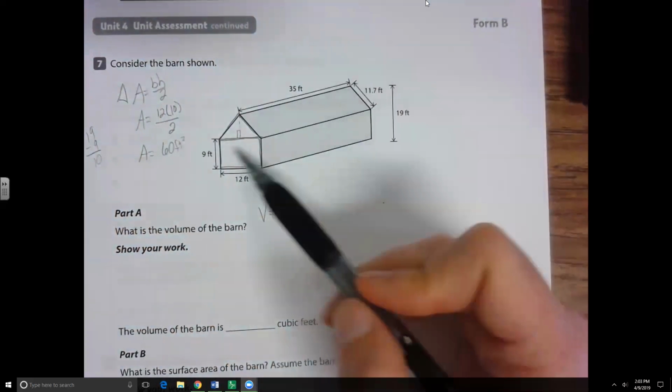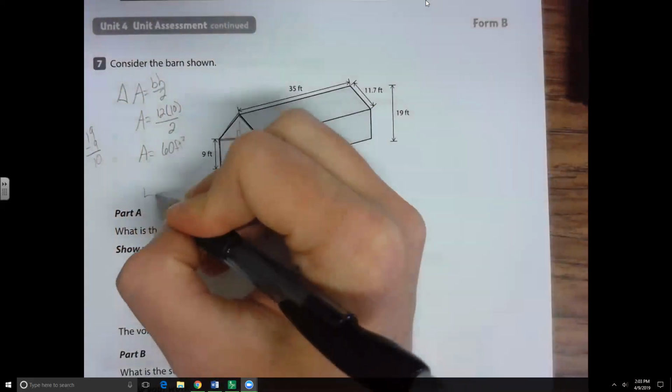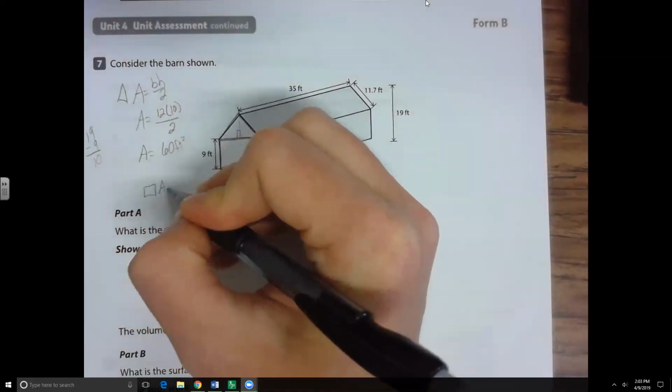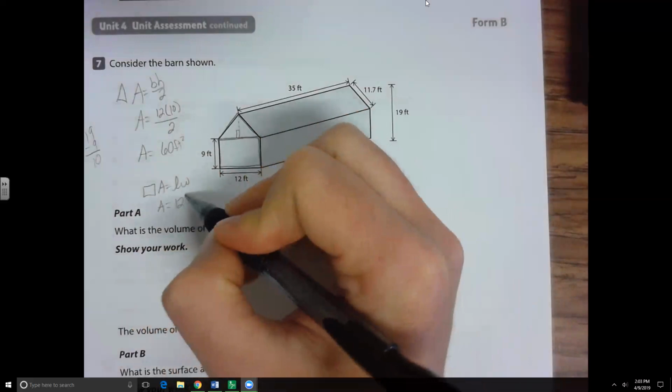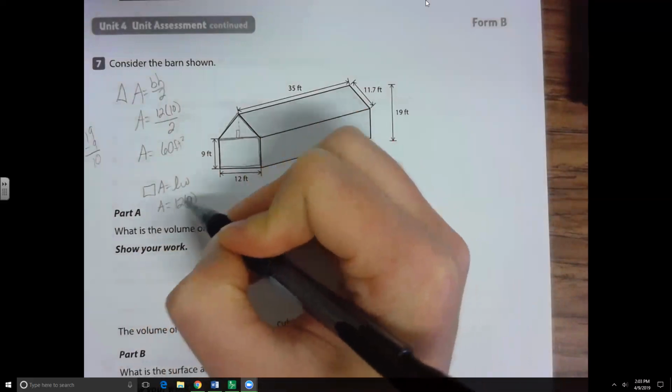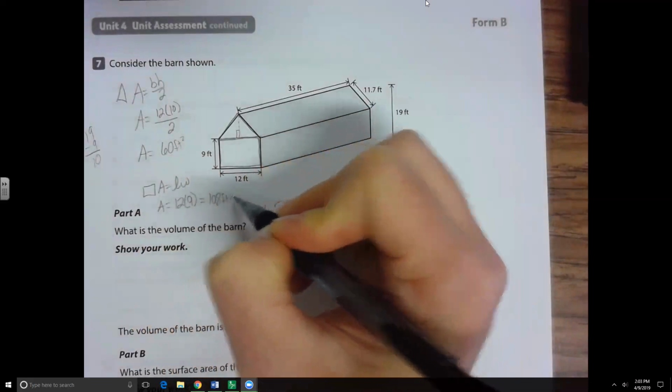Now my bottom shape is a rectangle. To find the area of a rectangle, I do length times width. The length of my rectangle is 12 and the width is 9. 12 times 9 is 108 feet squared.